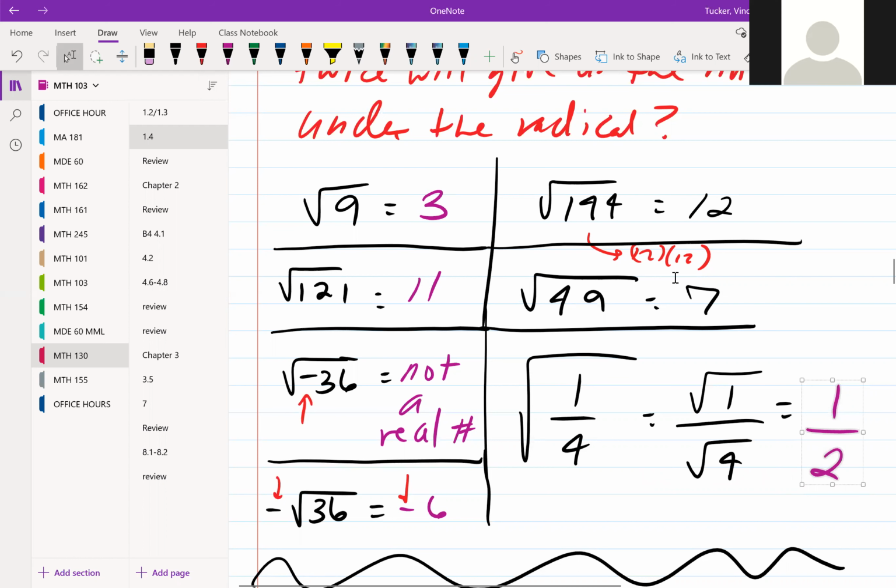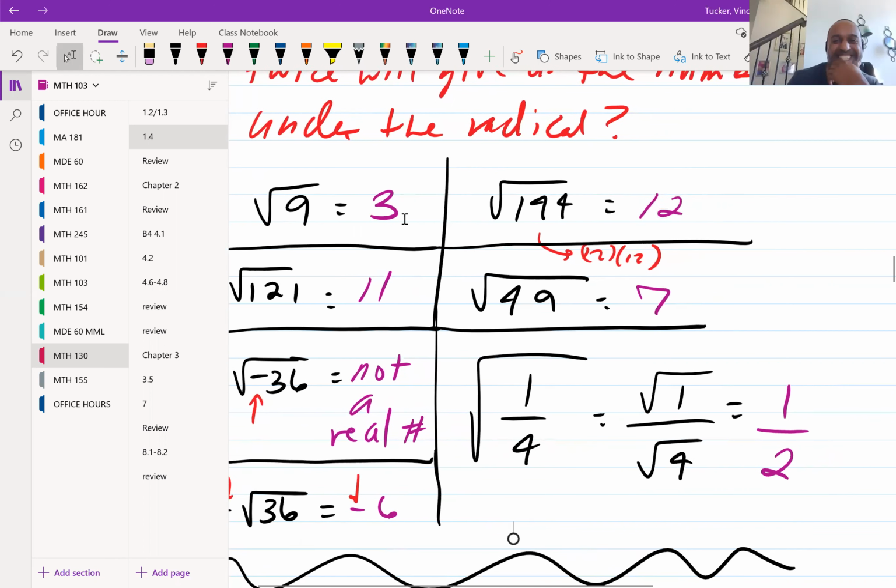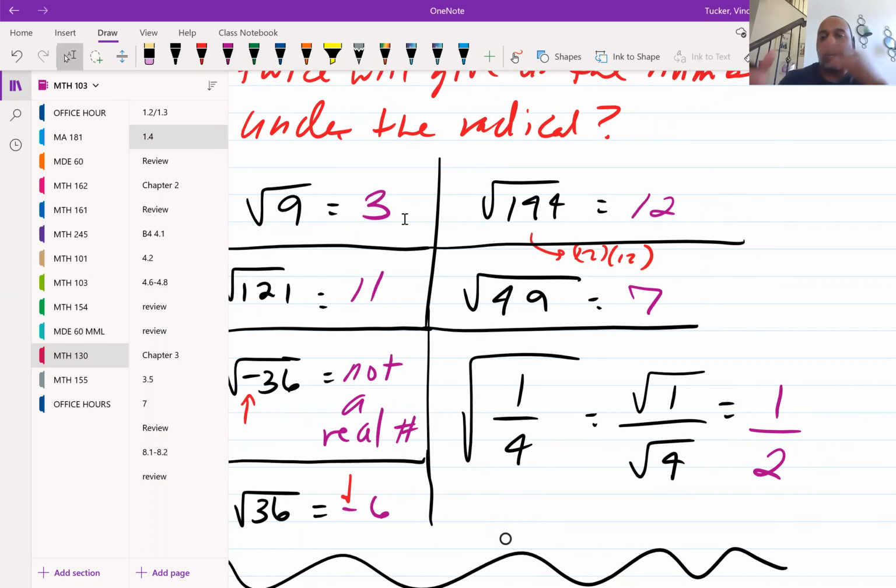Professor, what happens if it's a number that can't be multiplied by itself? See, you're in a whole other classroom right now. Don't worry about that right now. I don't even think this class gets there. Whatever you guys get, if I'm not mistaken, you'll be able to take the square root of.